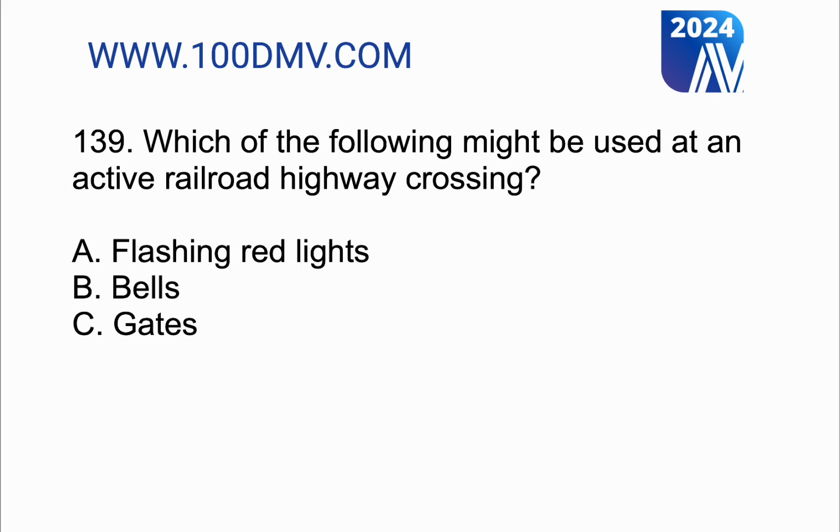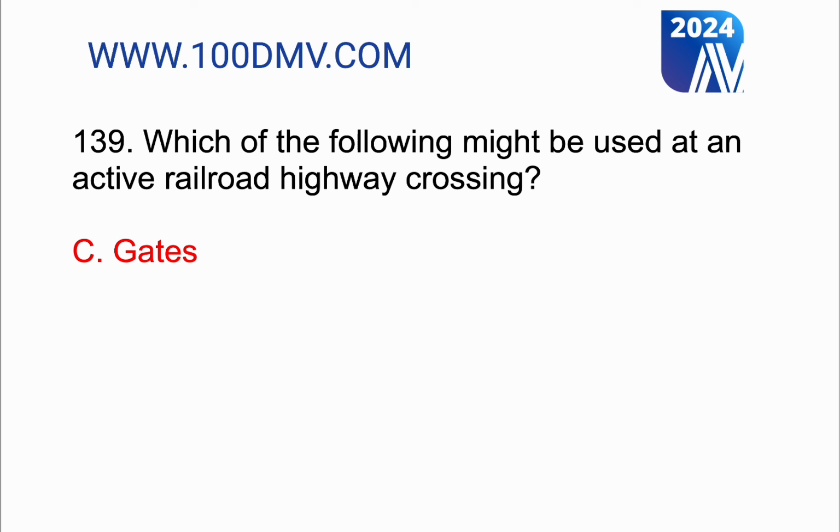Group 11, mechanical systems. 139. Which of the following might be used at an active railroad highway crossing? A, flashing red lights, B, bells, C, gates. The correct answer is C, gates.